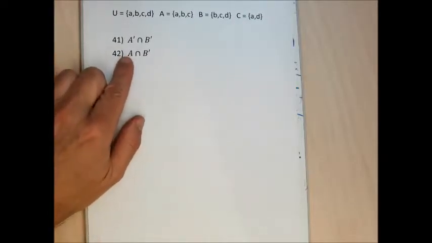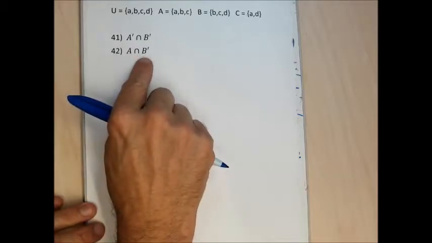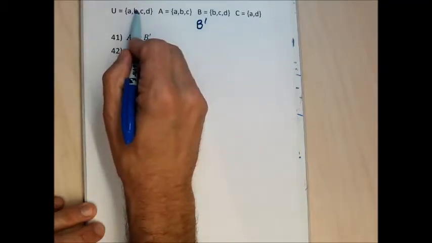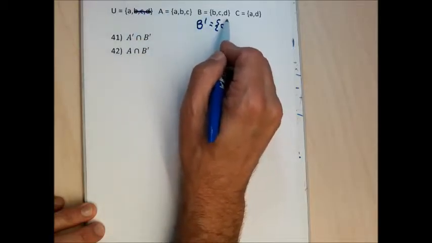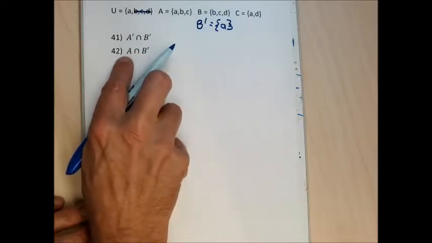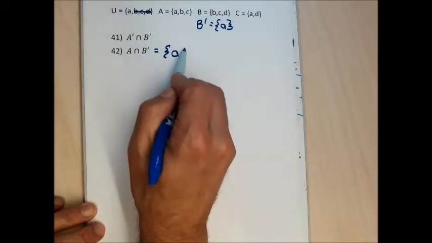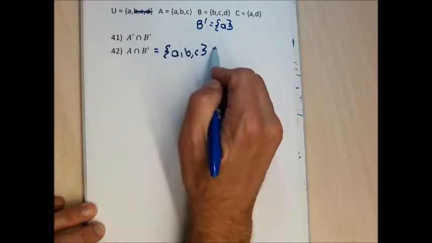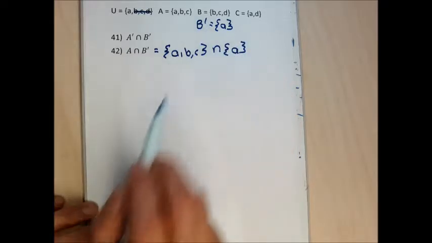So I'm going to do 42, which is probably easier than your 41. I need to do A intersection B complement. To do B complement, I'm going to take B, C, and D from the universal set. B complement is just the set that contains the letter A. So I'm going to take set A, which is the set that contains the letters A, B, and C. I'm going to intersect that with the set B complement, which is the set that just contains the letter A.